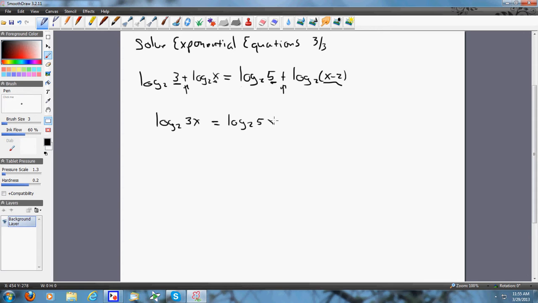And you get 5x minus 10. Because now they're both log base 2, both sides, you can actually just set these values equal to each other. And you get 3x equals 5x minus 10.